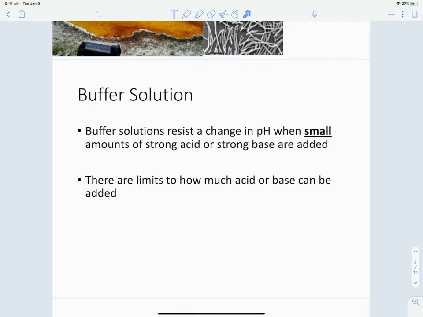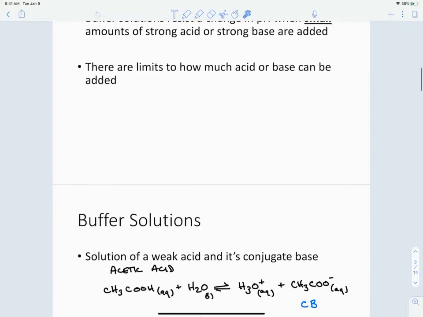So if you add too much acid or you add too much base, then the buffer system is not going to work anymore. And so buffer solutions, such as human blood, are great so that when we eat something highly acidic, like tomatoes or orange juice, our blood doesn't suddenly change its pH massively because we've consumed something acidic. It has the ability to resist a change in pH.